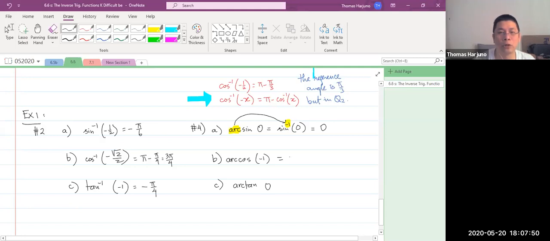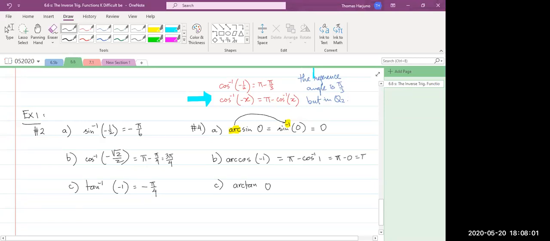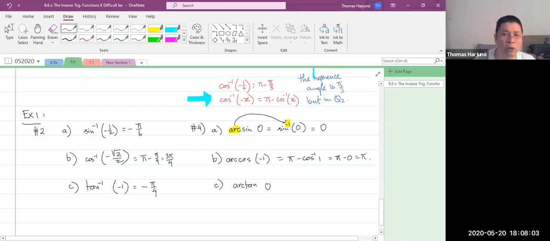If you don't know, this is what you can do. Pi minus cosine inverse of 1. Now, what is cosine inverse of 1? 0. So the answer here is pi. And you think about it, yeah, cosine pi is negative 1. Duh, right?